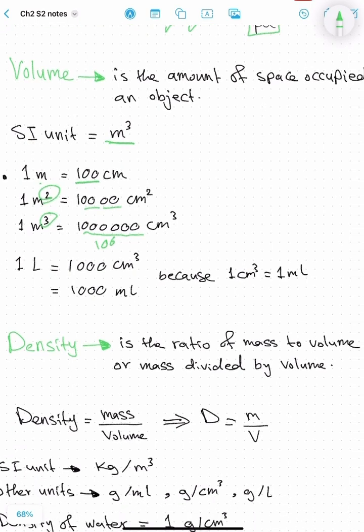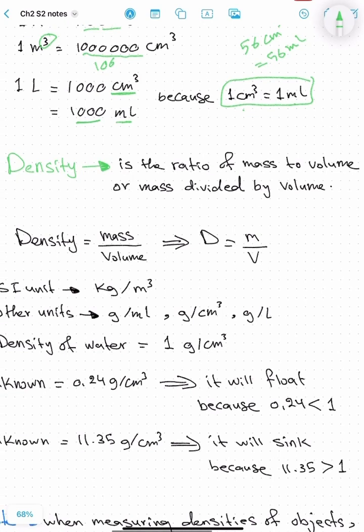The relationship between cubic centimeters and milliliters: they're the same thing. Meaning, if 1 liter is 1,000 cubic centimeters, we can do the same with milliliters, so exactly 1,000 milliliters. If the question asks you to change from cubic centimeters to milliliters, they're the same thing. If we have 56 cubic centimeters, how many milliliters do we have? Same, 56 milliliters.